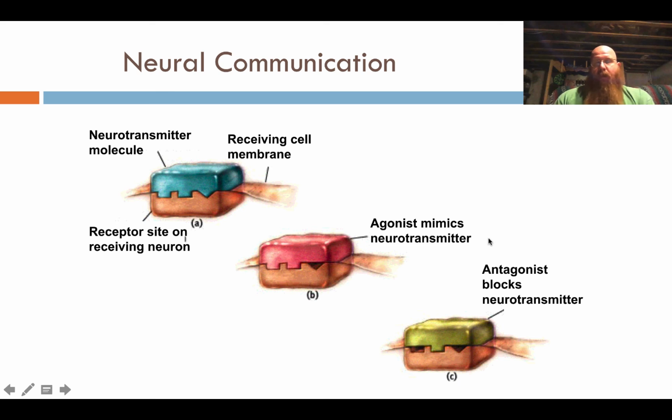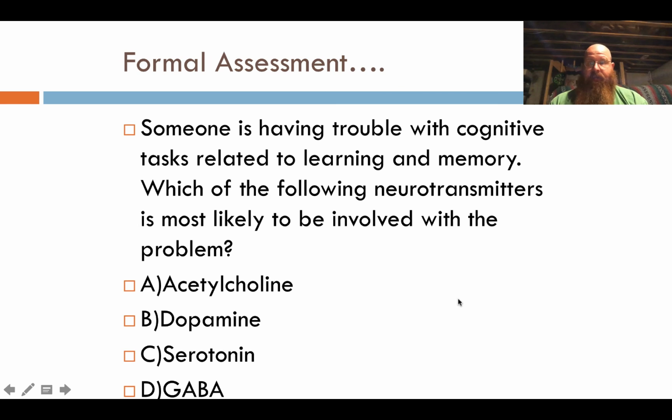But what this also does is block the real one from getting in here. So that's two things that can happen with some of these receptor cells. You get the right one and it fires. You get one that sort of fakes out the cell and it fires, and it doesn't let the real one in. Or you get one that connects, but it keeps the real ones from getting there, and so it doesn't fire.